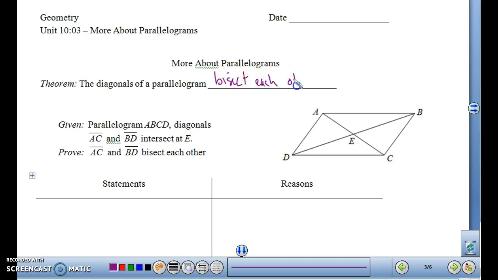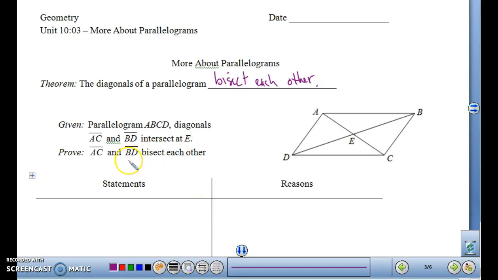So there is a reason that they do this. So let's take a look at the reason and prove why this works. So the diagonals bisect each other. We are given a parallelogram ABCD, so we know this is a parallelogram. The diagonals AC and BD intersect at point E, and we want to prove that AC and BD bisect each other.